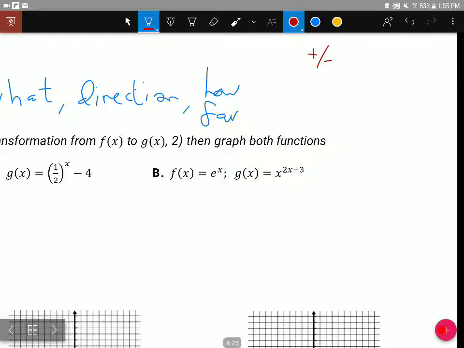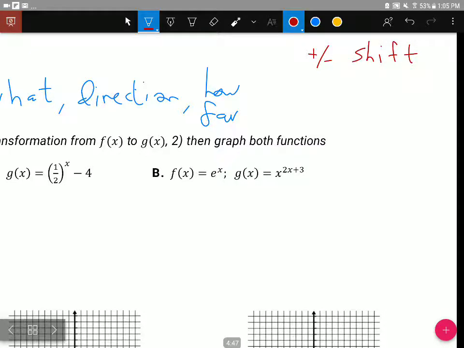The other S. Not a shrink, it's not a stretch, it's a shift. Thank you. All right, if you are, and your book calls it a translation a lot of the time. If they say the word translate, not transformation, translation with the L, that's the same thing as a shift.